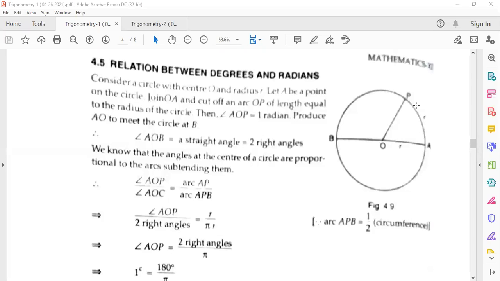So here we consider a circle whose center is at O and radius is R. We are taking OA as the radius R, and here PA is the arc length R.